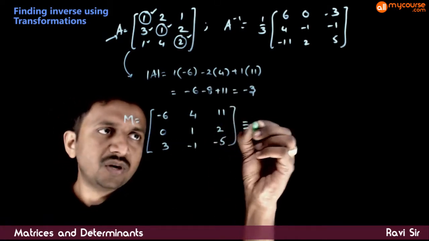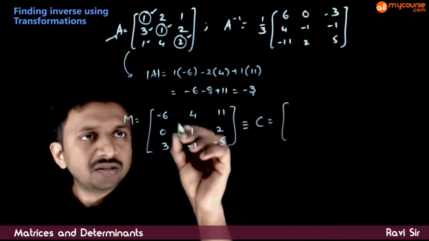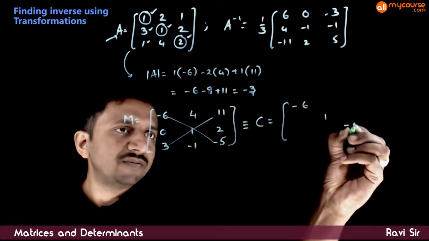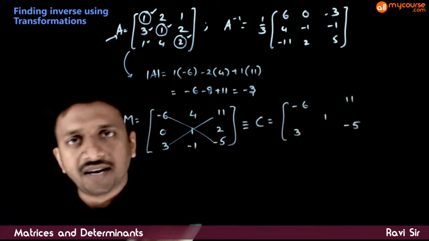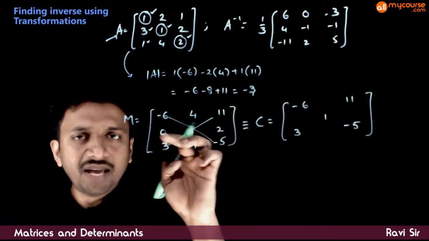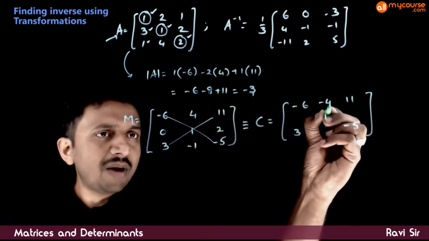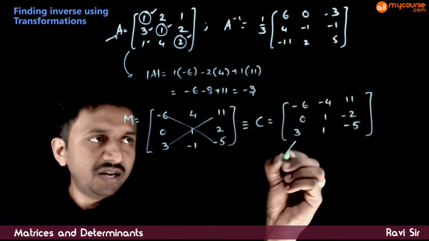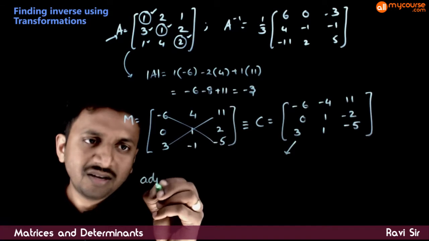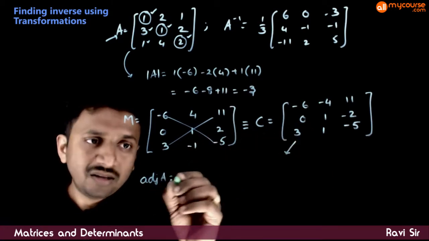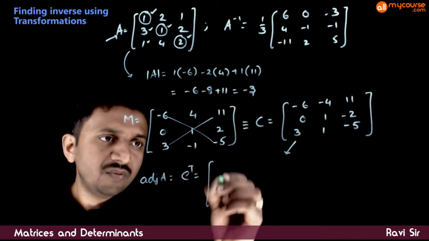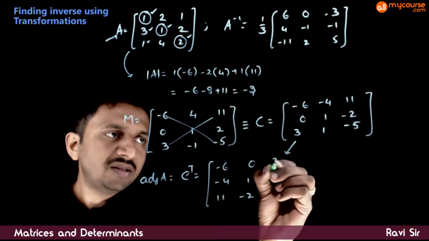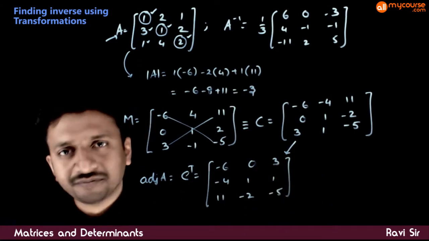So corresponding to this, what is the cofactors matrix? These elements do not change their sign, so minus 6, 1, minus 5, 11 and 3 are intact. And the remaining numbers change their signs, so minus 4, 0, 1, minus 2. And you need the adjoint matrix. Adjoint of A is nothing but the cofactors matrix transpose, which is minus 6, minus 4, 11, 0, 1, minus 2, 3, 1, minus 5.